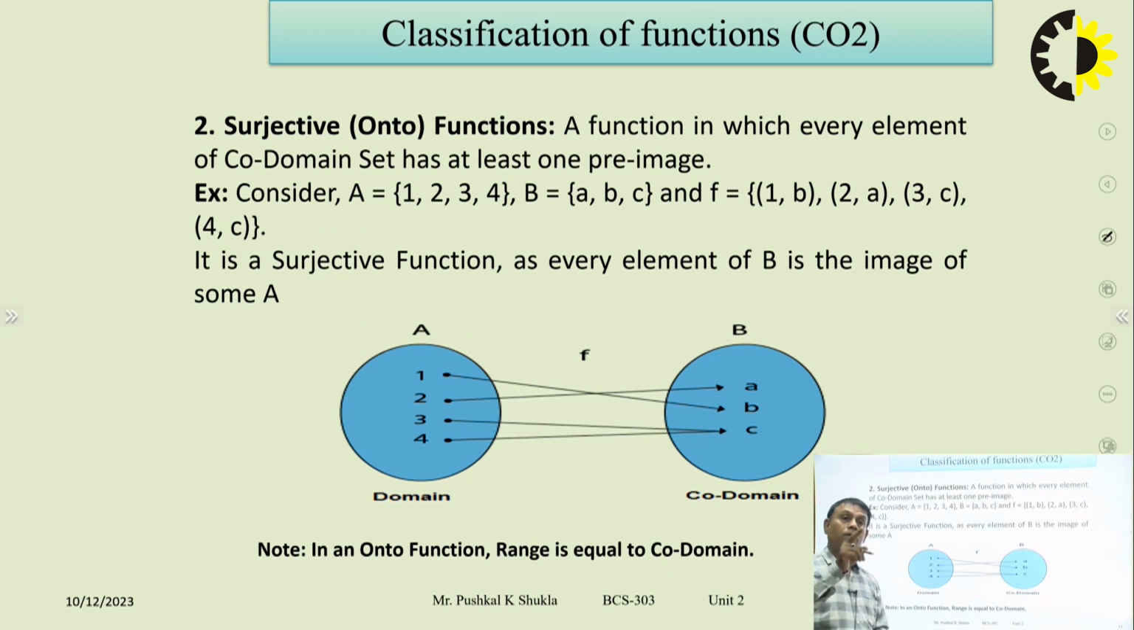Now come to the surjective function, the onto function. A function in which every element of the codomain has a pre-image in the domain. Here A and B are the two sets, and all the elements of B, that is A, B, C, have a pre-image in the elements of set A. So this is the case of the surjective function.